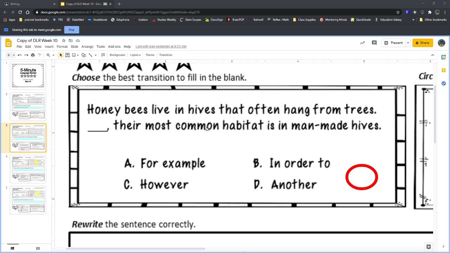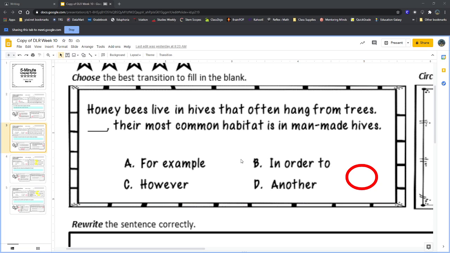But one thing I want you to notice is to look at what the first sentence says. This is a good example of where bees normally live, but look at that first sentence. Honeybees live in hives that often hang from trees. Man-made hives don't always hang on trees. So even though this might be a good example of where they live, I don't think it's a good transition to go from the first sentence to the second sentence.